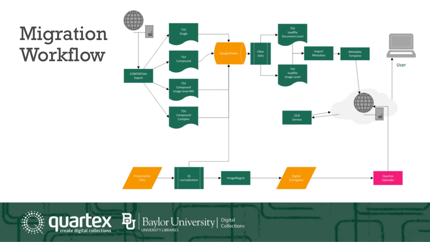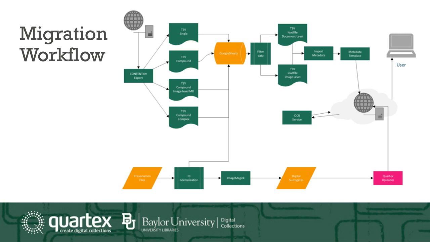We made great use of filtering in the Google Sheets. It was a very easy way to deal with the ContentDM export because we could hide certain fields. So we could easily filter metadata to isolate only the compound object metadata and then work on that metadata. And if we needed to work on a collection that had image level metadata, then we could hide the compound object level metadata and then work specifically on the image level.